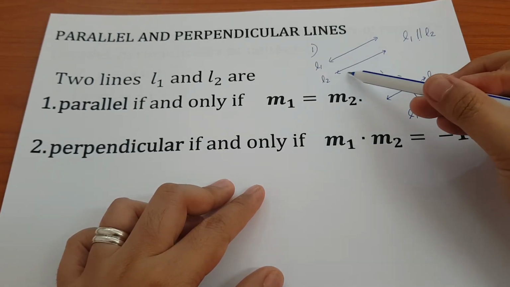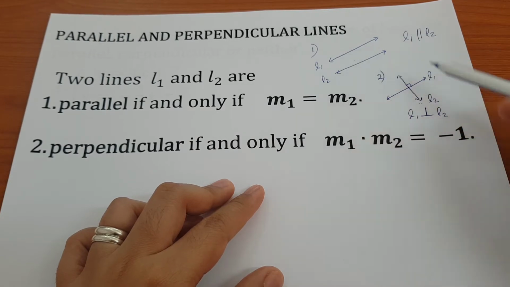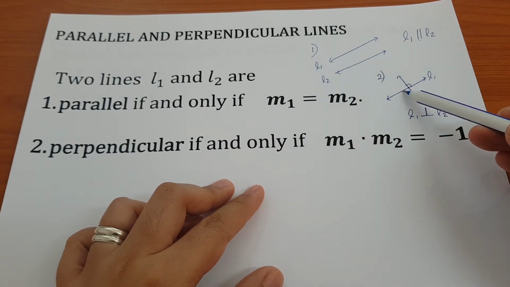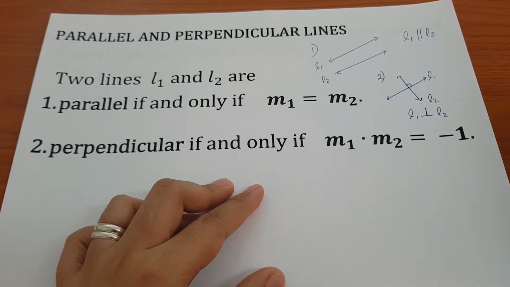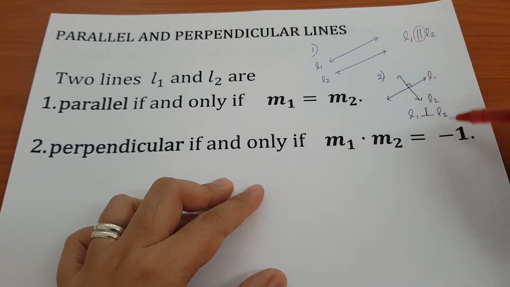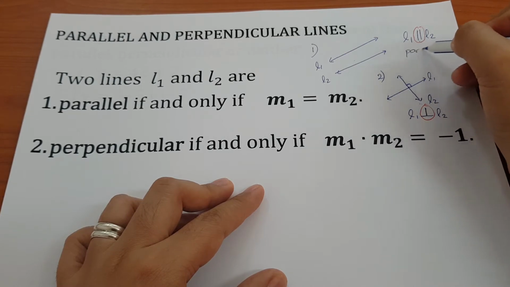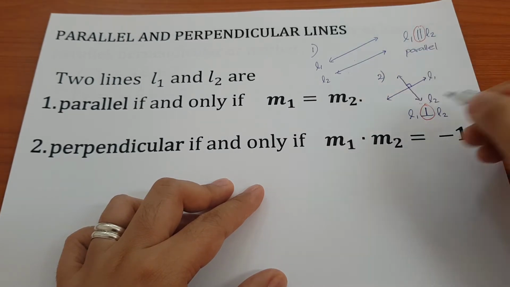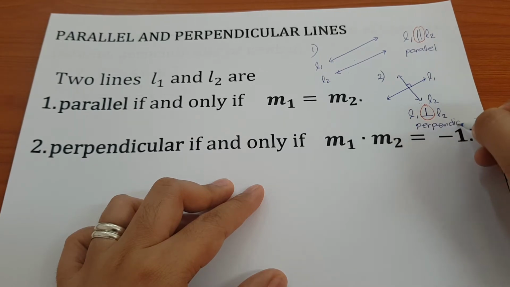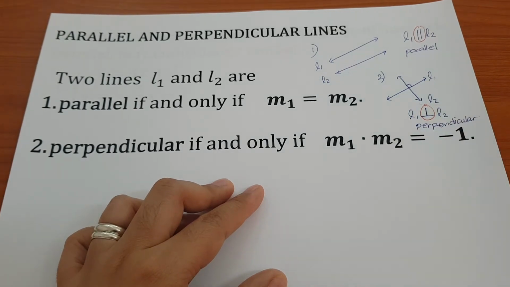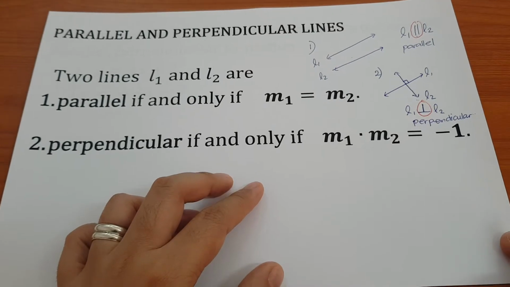So parallel, they will never meet at all. Perpendicular, intersecting at one point forming 90 degrees. So this is the notation for parallel, and this is for perpendicular. Parallel, perpendicular.